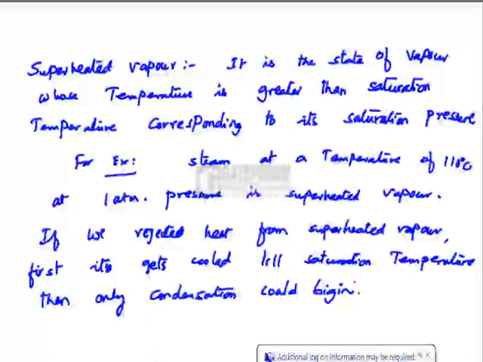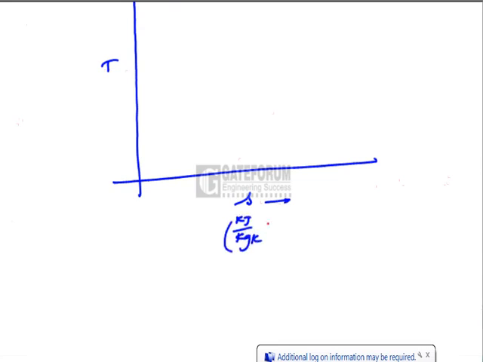Now let us represent all the 5 states, that is subcooled liquid, saturated liquid, wet mixture, dry saturated vapor and superheated vapor on the temperature entropy diagram, T versus S. This is a very important thermodynamic plane other than the PV plane, on which many thermodynamic cycles, namely Rankine cycle and vapor compression refrigeration cycle are indicated. Now let us indicate all the states.